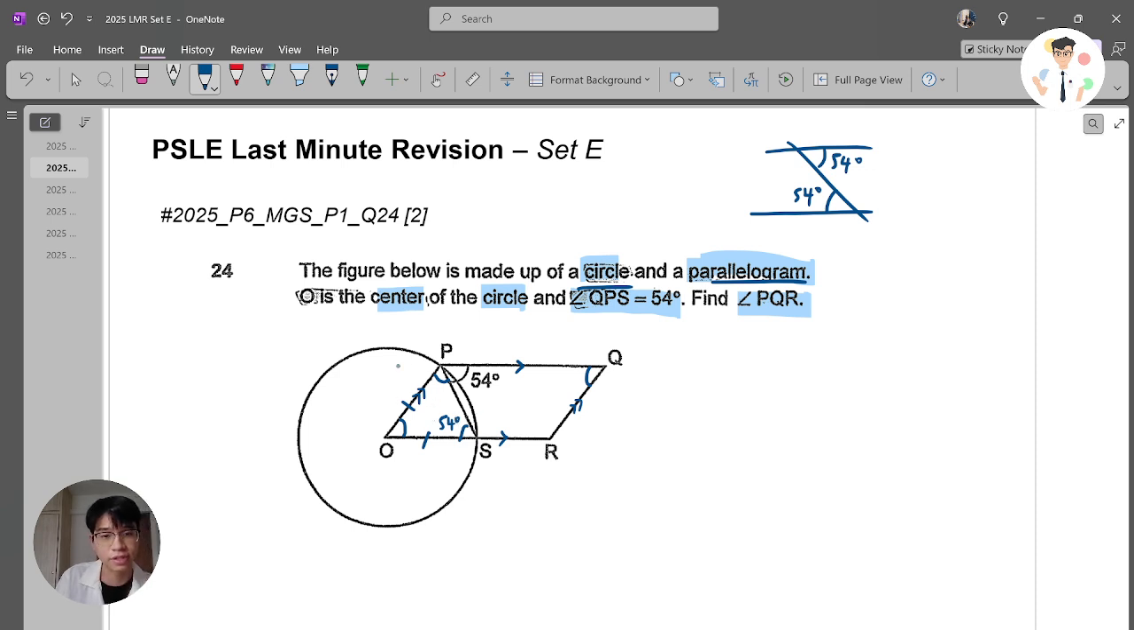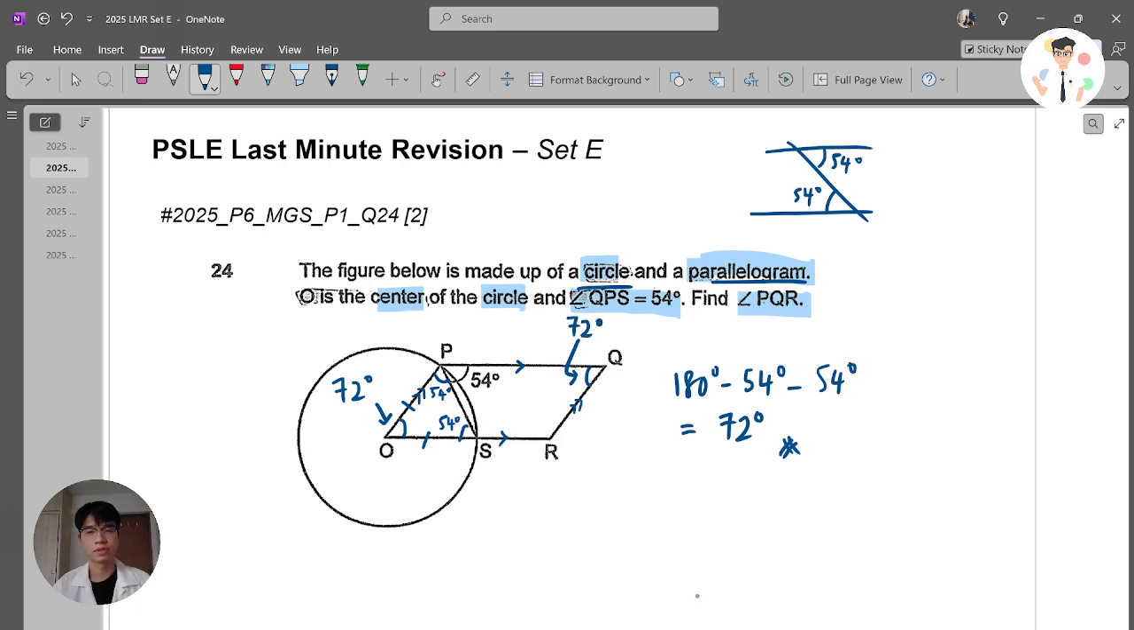And this is an isosceles triangle. If here is 54, here is also 54. Then how can I find the angle here, which is actually also here? 180 minus 54 minus 54. And yes, your answer is 72. That's the final answer, because if here is 72, here will also be 72. We are done with this question. This question tests your knowledge about circle, parallelogram, isosceles triangle and all these things. A very nice question.